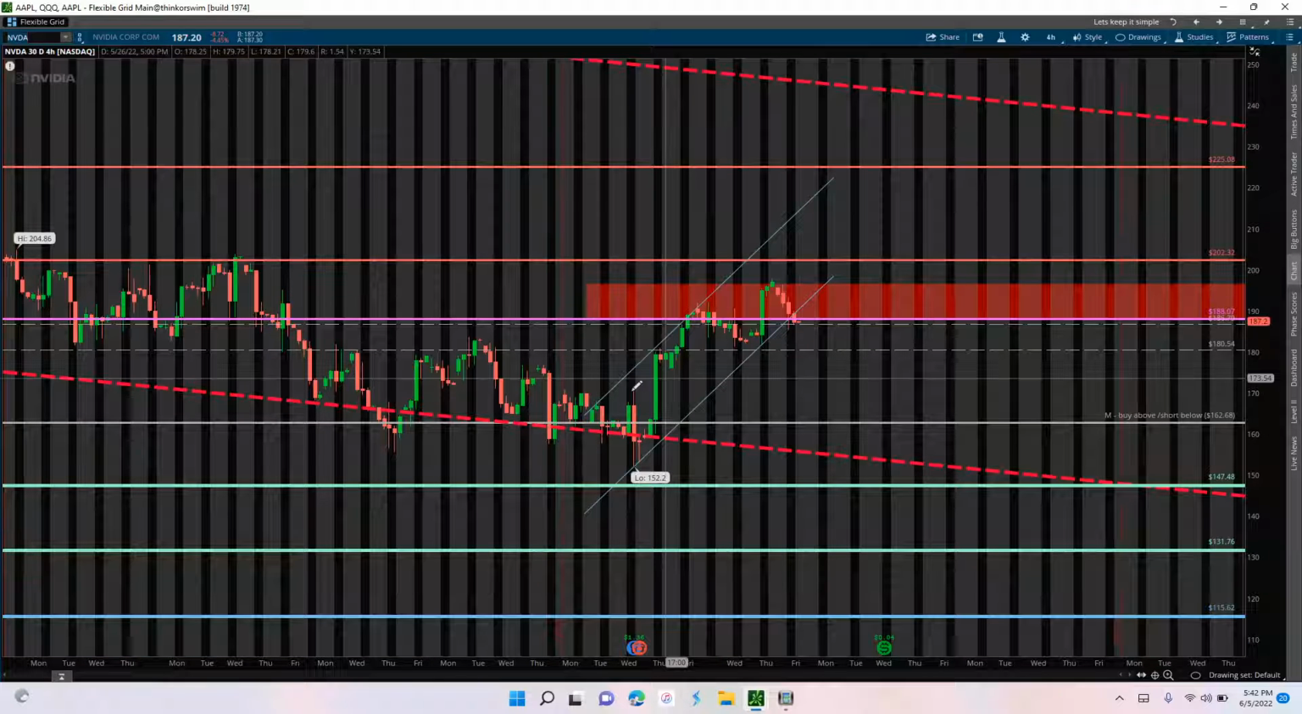Now let's look at Nvidia. So the last one. Nvidia has had issues breaking this resistance, 204. Tried, failed. Tried, failed, failed. And here we are again, but it didn't quite make it. So your level to watch for Nvidia.